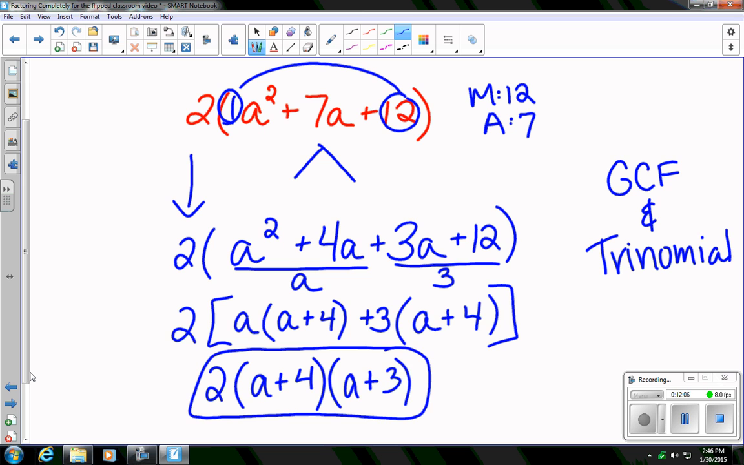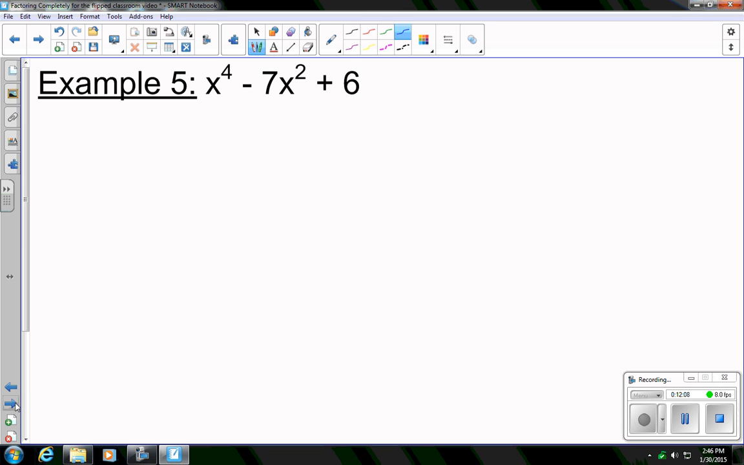All right, so let's move on to our last example, example 5. This says x to the 4th minus 7x squared plus 6. So always check for greatest common factor. Is there something that all three terms can be divided by? And here the answer should be no. They do not have anything in common.